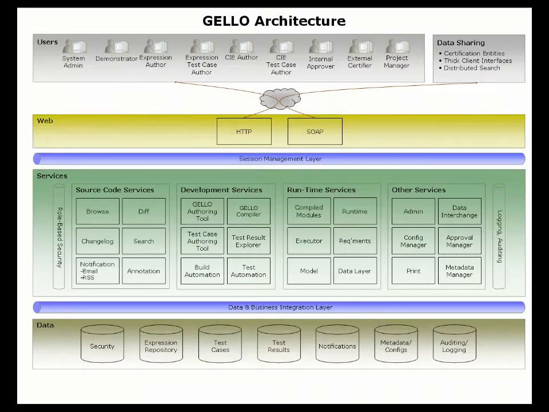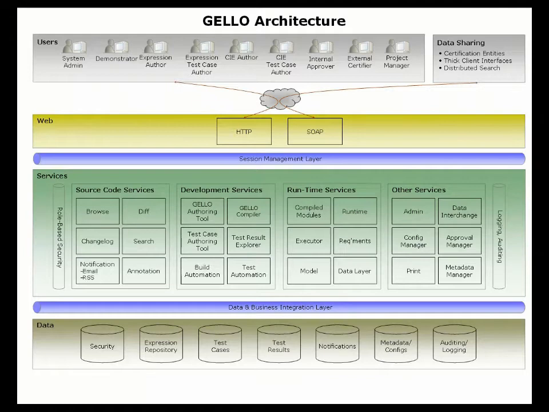The expression authoring tool is based on a conventional three-tier architecture: a web tier, a services tier, and a data tier. The web tier provides the presentation layer with which the GELLO Expression authoring tool users interact. It receives incoming HTTP requests and invokes the requested service from the authoring tool's services tier. Based on the results of the operation, the web tier presents a view for the client browser to render.